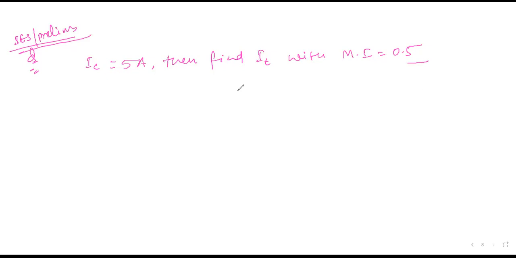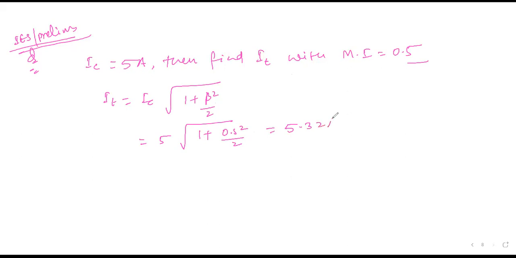Is it clear, my dear friends? What is the formula? IT equal to IC under root 1 plus beta square by 2. This is the formula. What is the IT? IC is 5 ampere, right? This is 1 plus beta square, 0.5 square divided by 2. Just put it here and you will get the answer. So what's the answer, my dear friends? This will be equal to 5.32 ampere.